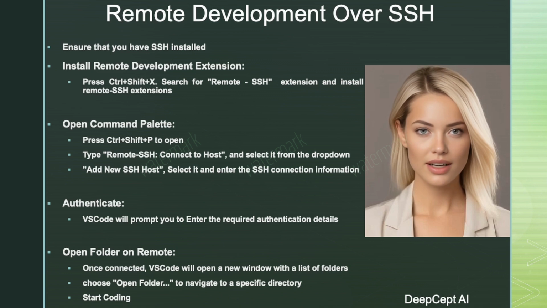After successfully connecting, VS Code will open a new window displaying the folders available on the remote server. Choose the folder you want to open or navigate to a specific directory. Once the folder is open, you can start coding as usual, with VS Code automatically synchronizing your changes between your local machine and the remote server.